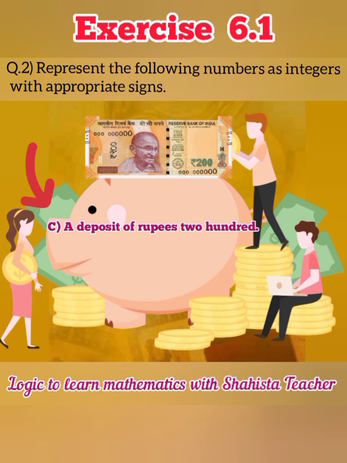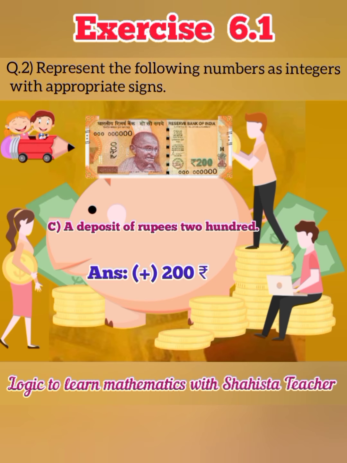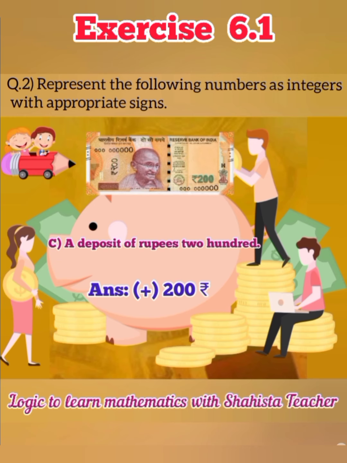Here, a deposit of rupees 200 means plus 200. Deposit means add. Okay, withdraw means subtract. So here plus 200, money is coming in your account. Okay, so deposit means plus 200, withdraw means money is going out from your account, so minus 200. So here answer is plus 200 rupees. Isn't it so simple to remember this?